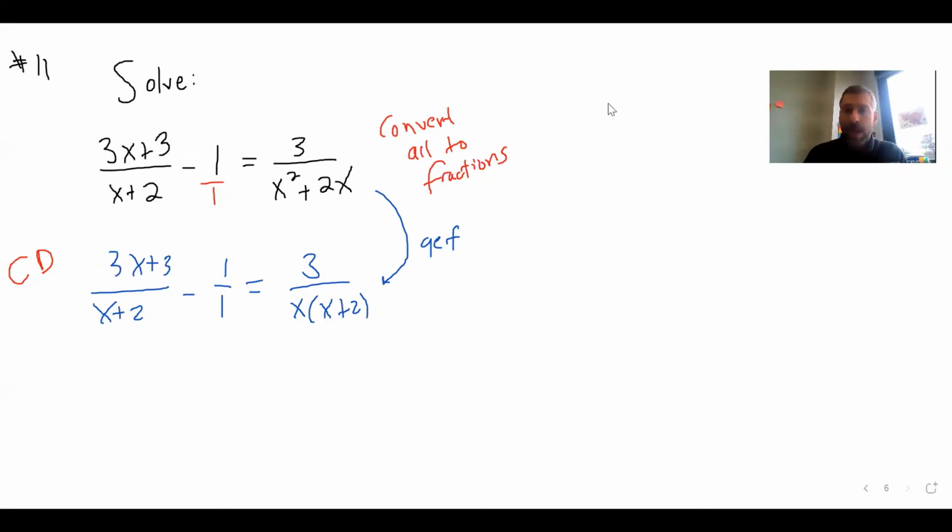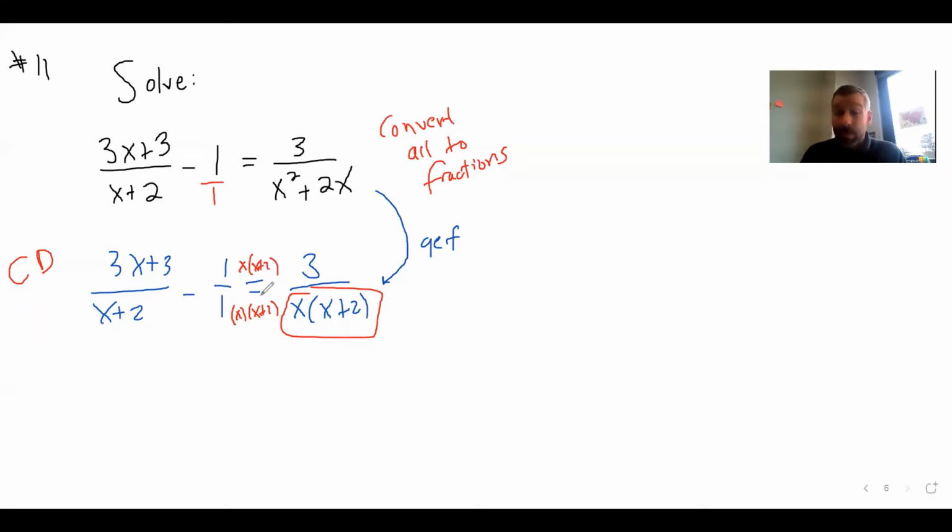So let's look at what we want to add in here to get common denominators. Well, this middle fraction has nothing. So that middle fraction is going to get this whole thing. It's going to get times x plus 2, and it's going to get times x plus 2 on top as well.